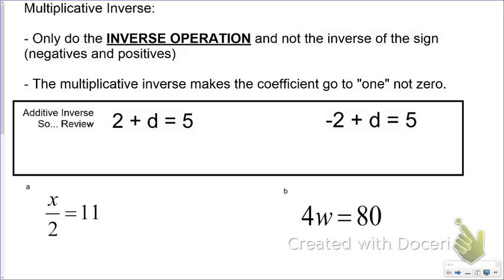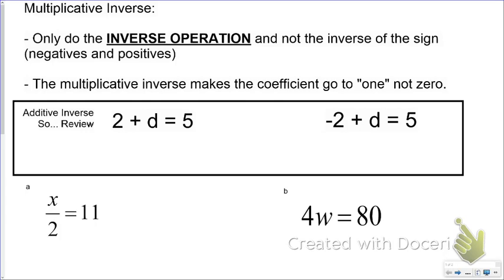Hello, welcome to the video tutorial on multiplicative inverse. So this is a continuation of the learning target. I can solve and interpret equations using properties, like terms, and factoring for one-step equations. We're going to start solving for one-step equations that involve multiplication and division rather than addition and subtraction.